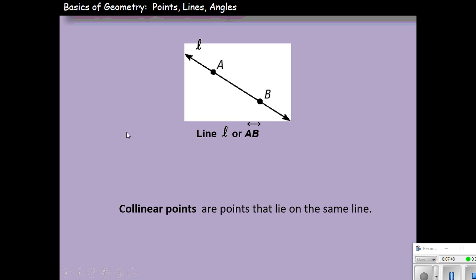All right. One other word that you should know here is the phrase collinear points. Collinear: linear means line, co means together. So together on the same line. If things are on the same line, we call them collinear.